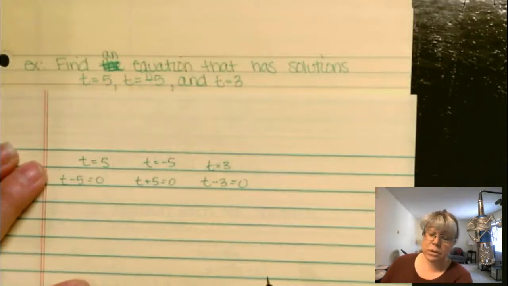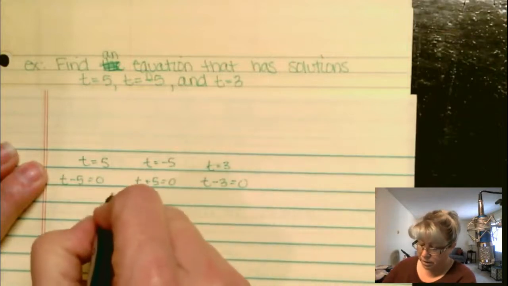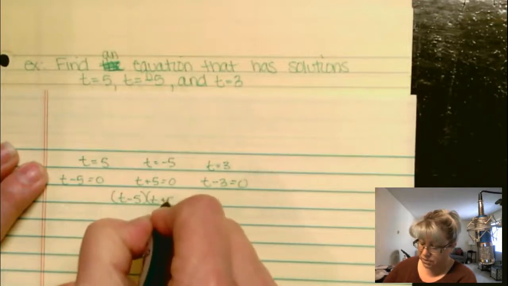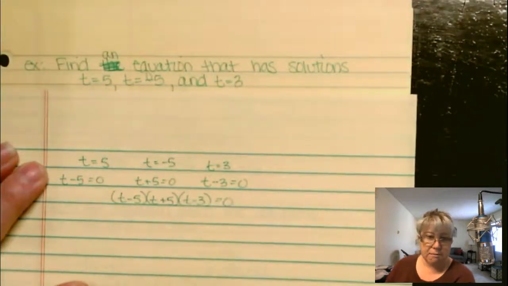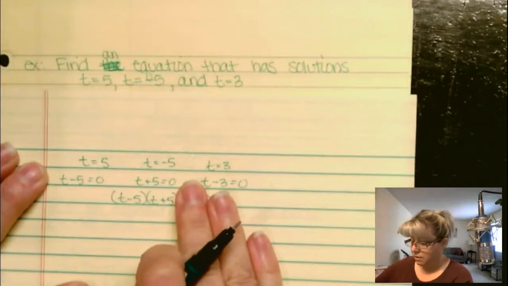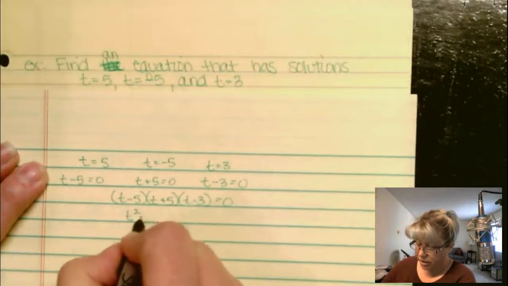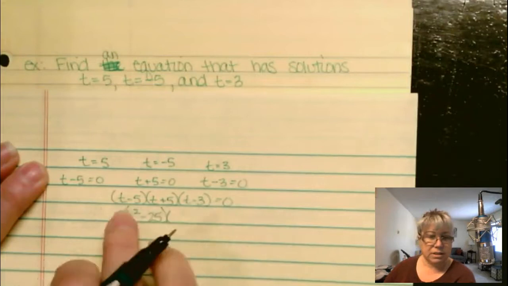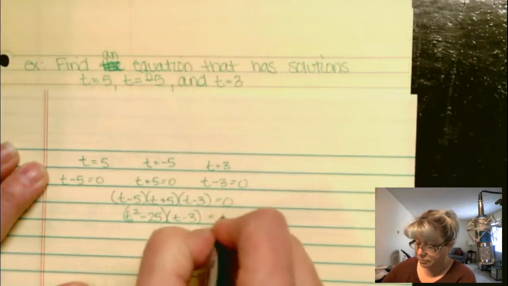And again, I'm only going to work with multiplicity of 1. So there's 1 here, 1 here, 1 here. To find the equation, t minus 5 times t plus 5 times t minus 3 equals 0. Well, I'm going to do the first two factors. T minus 5 times t plus 5 is t squared minus 25, because those are just opposite signs. Times t minus 3 equals 0.